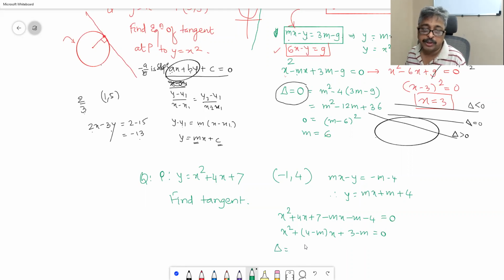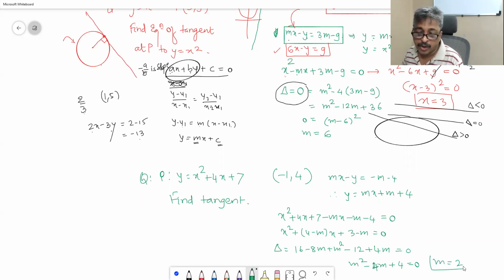So delta is equal to square of this, 16 minus 8m plus m square, minus 12 plus 4m, should be equal to 0. That makes it m square minus 4m plus 4 is equal to 0. That makes it m is equal to 2. Therefore, equation of tangent is y is equal to 2x plus 6.